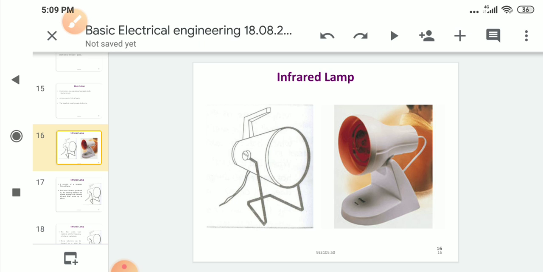Let's see what the working is. All the devices we have studied up to now have the same principle. Infrared light is a wavelength of energy that is invisible to the human eye. The waves near infrared are used to transmit data in electronics. So what is the purpose of this?